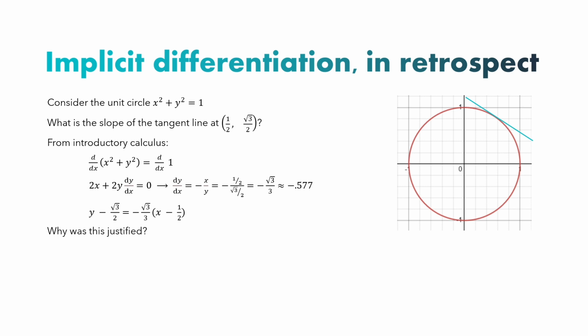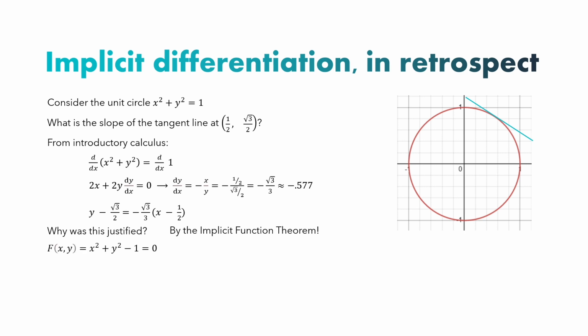Of course, this being an introductory calculus class, we weren't exposed to the implicit function theorem, but that is exactly what you need in order to justify implicit differentiation. So just to come back to this question, why was it justified? It's by the implicit function theorem.